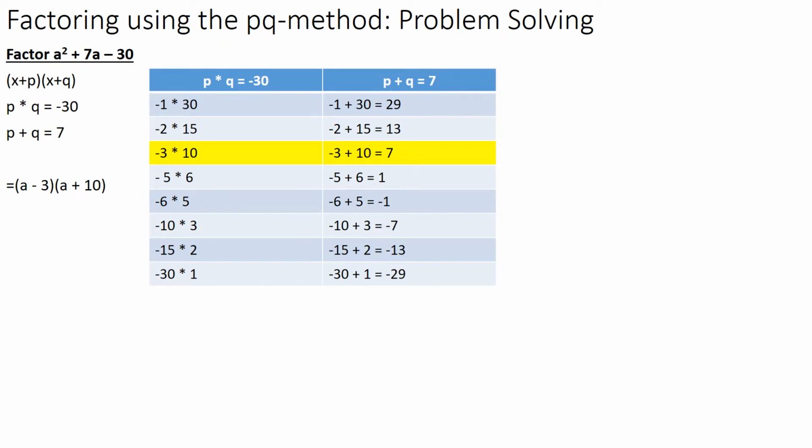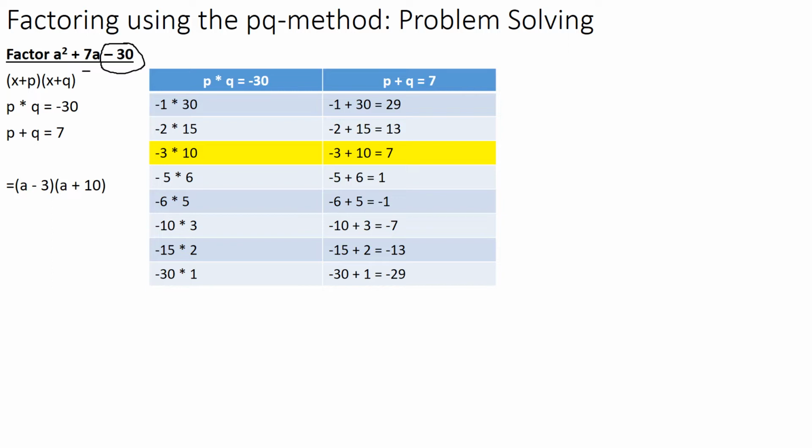Let's go through another problem here: a squared plus 7a minus 30. So my p times q has got to equal minus 30, and my p plus q has got to equal 7. As you can see, I put all the numbers down here, the factors of 30, negative 1 times 30, negative 2 times 15, all the way across.